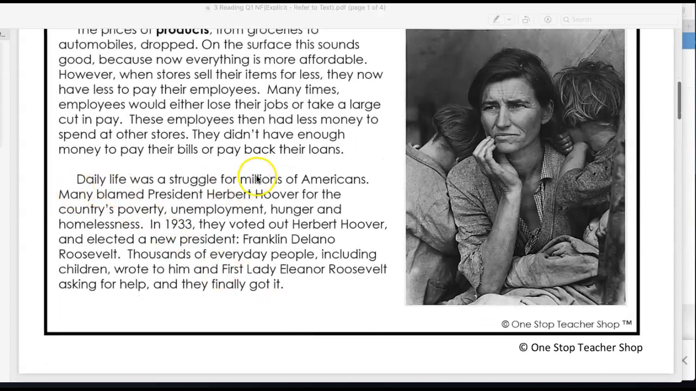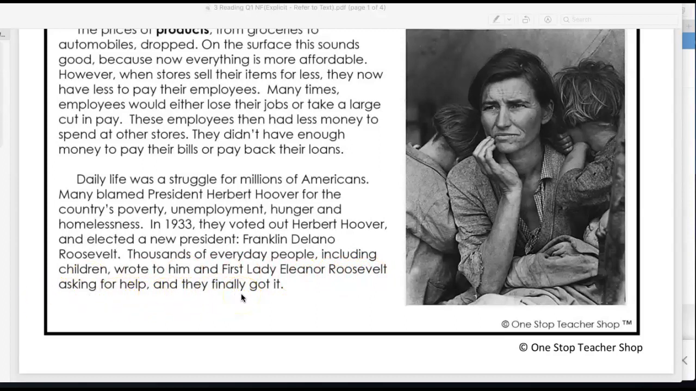Daily life was a struggle for millions of Americans. They blamed President Herbert Hoover for the country's poverty, unemployment, hunger, and homelessness. In 1933, they voted out Herbert Hoover and elected a new president, Franklin Delano Roosevelt. Thousands of everyday people, including children, wrote to him and First Lady Eleanor Roosevelt asking for help. And they finally got it.